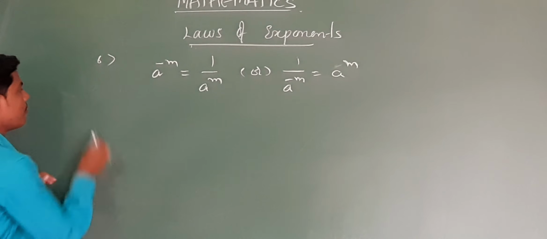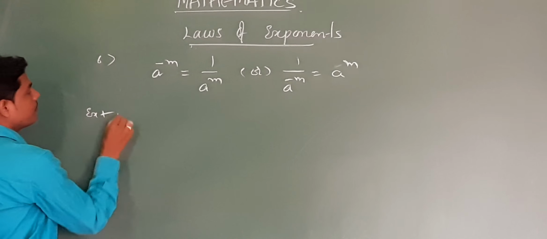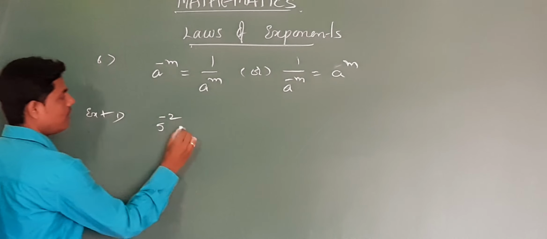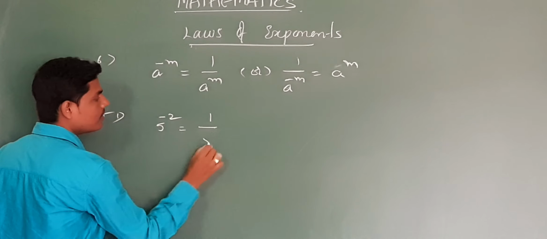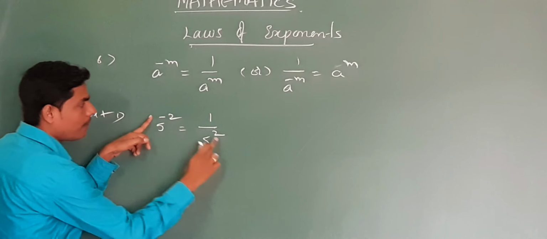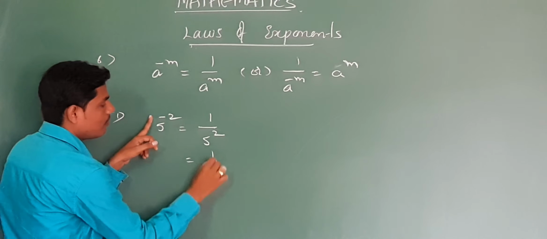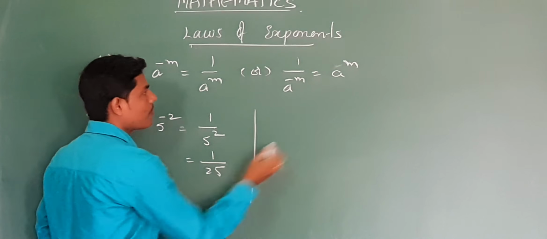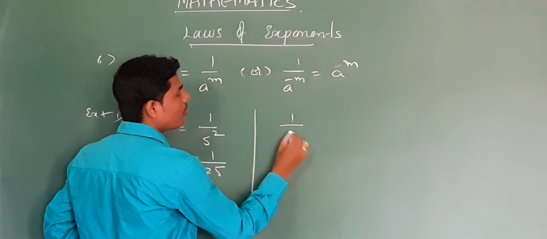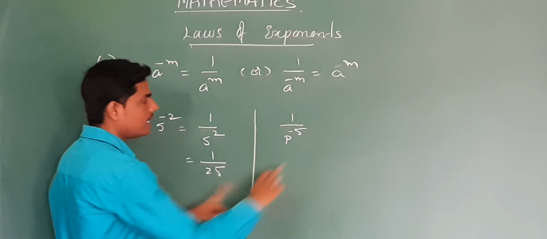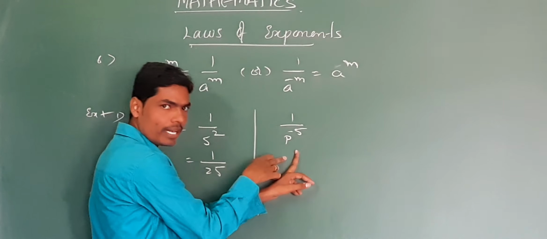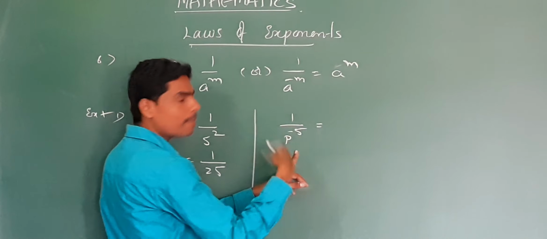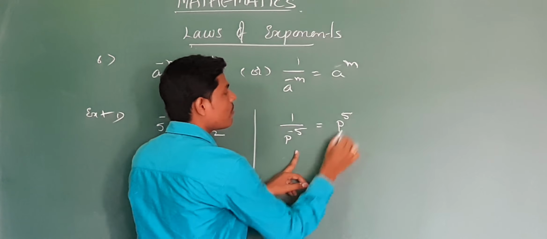So let us take one example on this problem. 5 to the power of minus 2 is equal to, apply this one, 1 by 5 square. This minus 2 is becoming plus 2 here. 1 by 5 square is 1 by 25. Next, 1 by p to the power of minus 5. Here it is a negative power, but it is in the denominator. When it comes to the numerator, this power minus 5 will become plus. That is p to the power of 5.